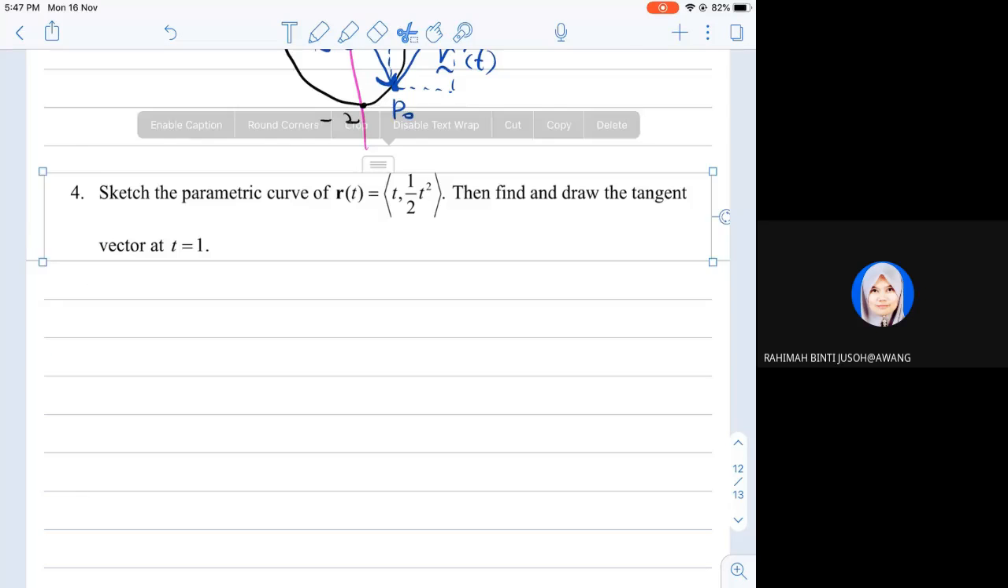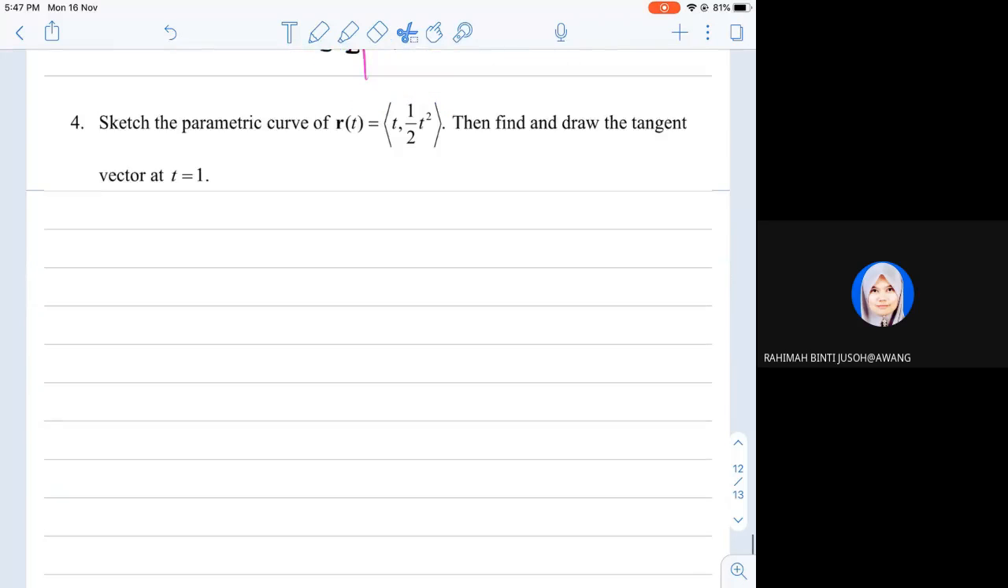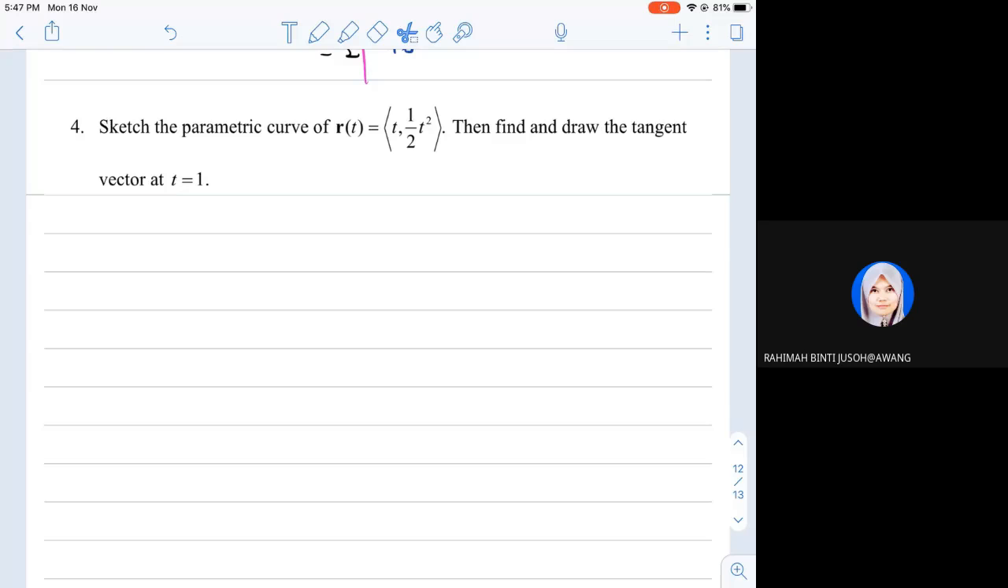Okay, next this one. Question number 4. Ni bentuk apa ni gak-gak ni? X equals to t, Y equals to 1 over 2 t squared.